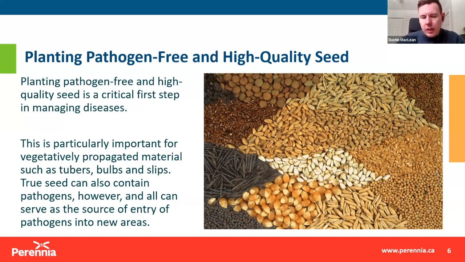Materials which have been certified free from disease following field inspection or laboratory testing provide a useful safeguard to growers.